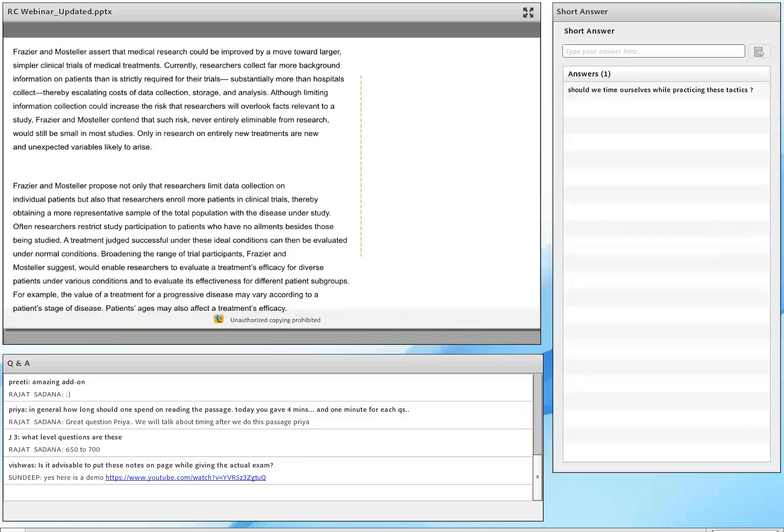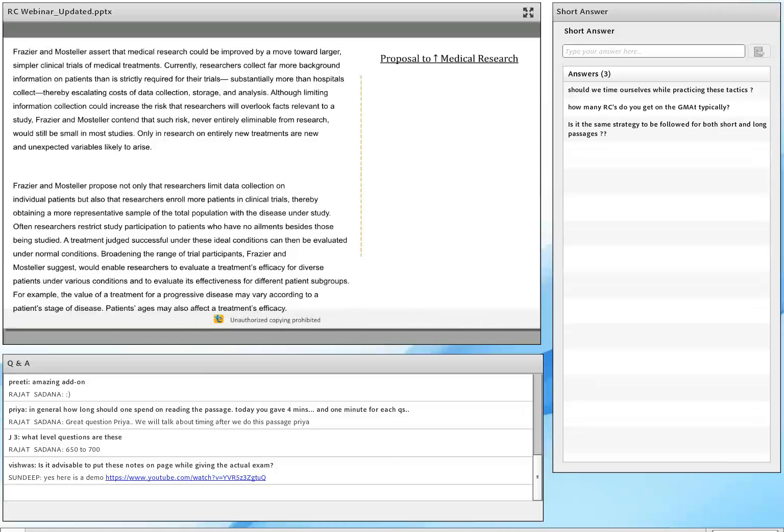Should you time yourselves while practicing these tactics? Absolutely not. This is a skill building exercise. And yes, there's no separate strategy for short and long passages. We'll talk about timing.